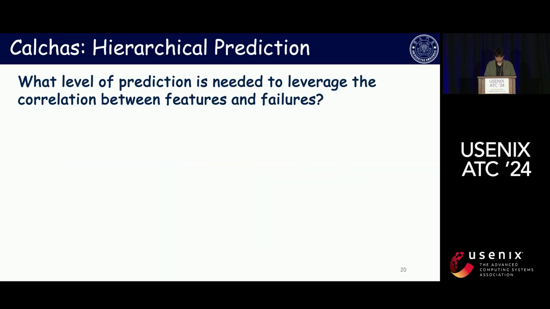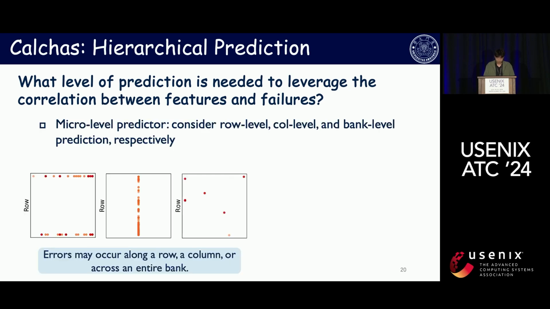Now, we need to determine the level at which to perform predictions. We find that errors have strong spatial locality at the bank level. Within a bank, errors may occur as row-related modes, which occur along a row, or column-related modes, which occur along a column. Therefore, we consider three micro-level predictors focusing on prediction at the row level, the column level, and the bank level, respectively.